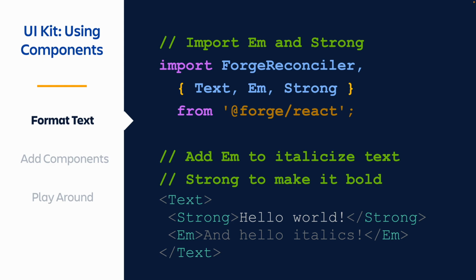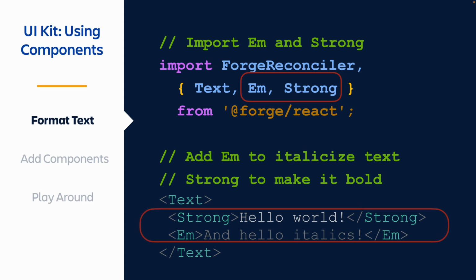To familiarize ourselves with the text formats, let's try them out by updating our index.jsx file in the front end of our Hello World app. First, we're going to add the necessary imports, EM for emphasis and strong to make text bold. Once imported, let's update the content of the text component by adding the open and closing strong tags and EM tags inside the text. Okay, let's do that together.